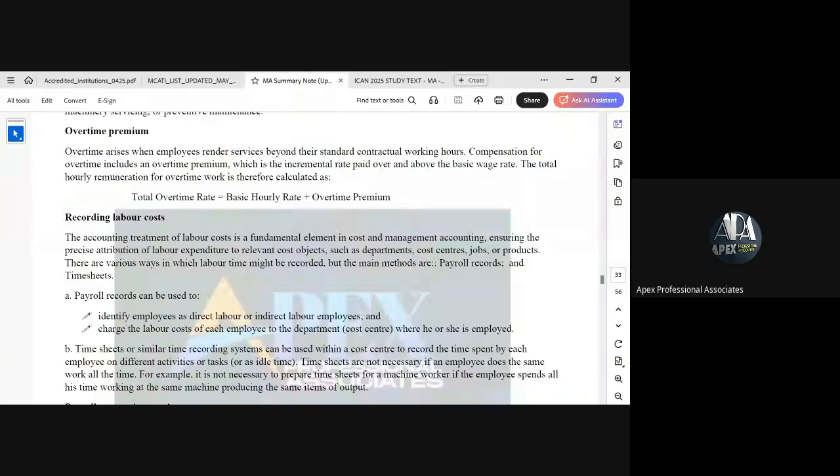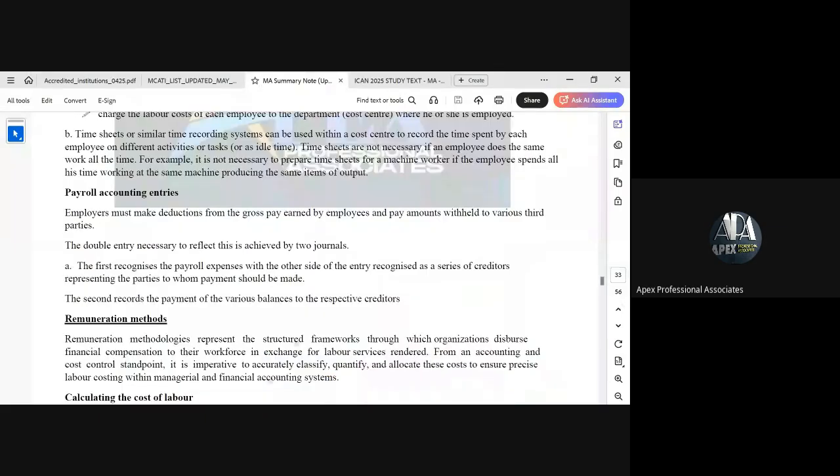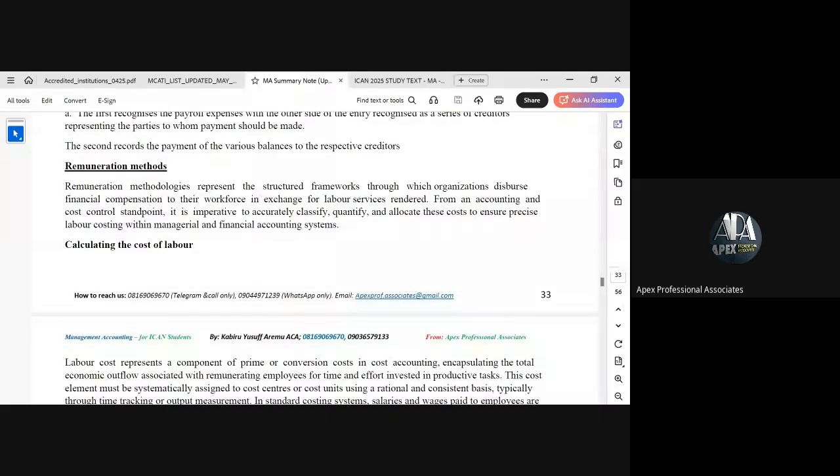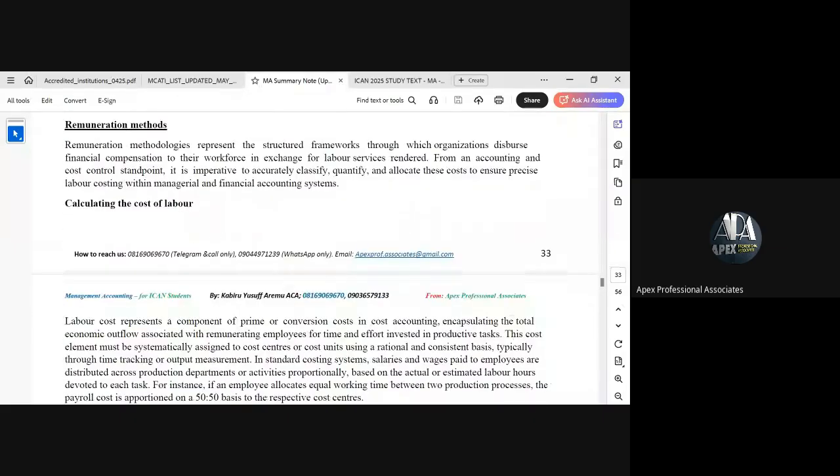All right. So we are going into remuneration methods now. Remuneration methods in accounting for labor. So a remuneration method is just saying, how do you remunerate? Period. That's it. How do you pay? Remuneration means compensation. How do you disburse your compensation?